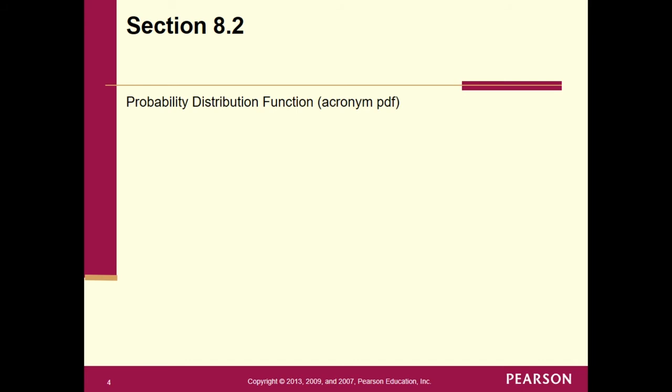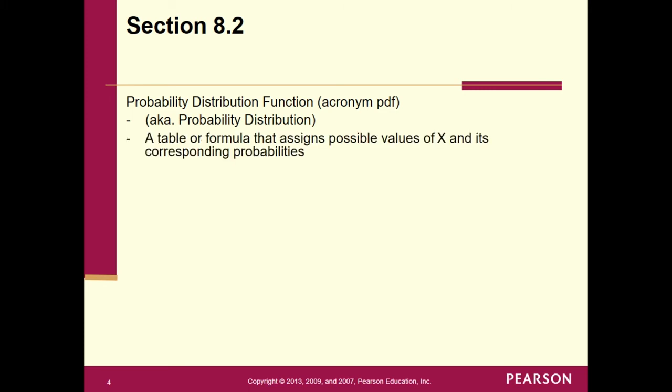So we have a probability distribution function. Acronym is PDF, okay? You might also hear a lot of people call this a probability distribution and drop the word function. So if people call it probability distribution, they're talking about a probability distribution function, all right? And it's a table or formula that assigns possible values of X along with its corresponding probabilities.